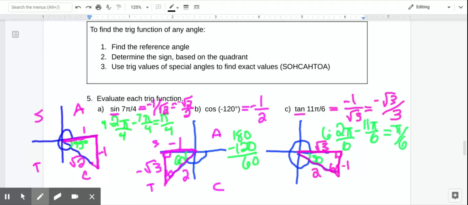You can do this in your calculator. Make sure you're in radian mode. Do tangent 11 pi over 6. It's going to give you a decimal. Then put negative root 3 over 3 in your calculator, and you'll see it's the same decimal. So it's a way you can check. Also, remember that All Students Take Classes. Only cosine is positive in the fourth quadrant, so tangent should be negative, which it is.